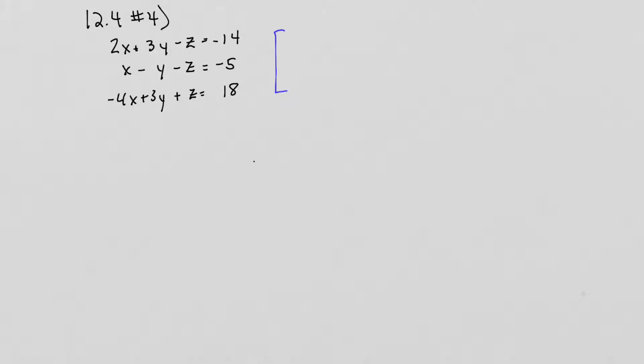So we put the first column 2, 1, -4, then 3, -1, 3 to stand for the y's, -1, -1, 1 for the z coefficients, a dotted line where the equal signs go, -14, -5, 18. Then double check. Always double check. It's very frustrating to find you just lost a minus sign and you were doing fine except for that.